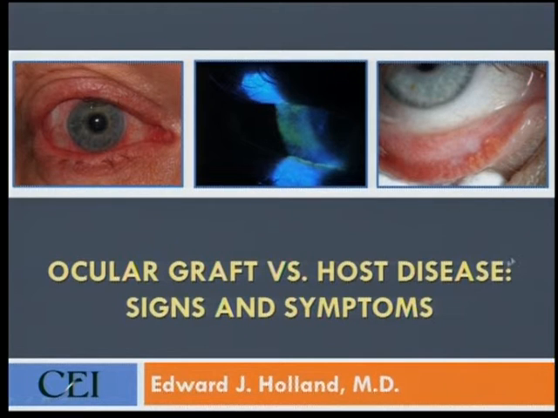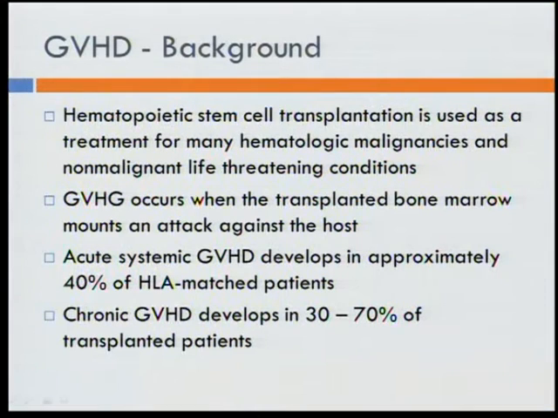Thank you. Dr. Murata did a beautiful job of framing the significance and the clinical presentation of graft versus host disease. And as he explained, hematopoietic stem cell transplant is used for the treatment of many hematologic and non-malignant life-threatening conditions. We're seeing an increased number of these procedures, and therefore an increased number of cases of ocular involvement.